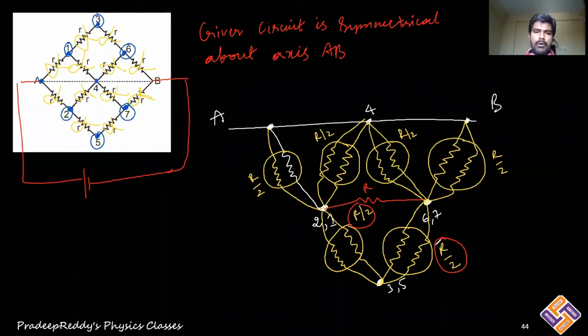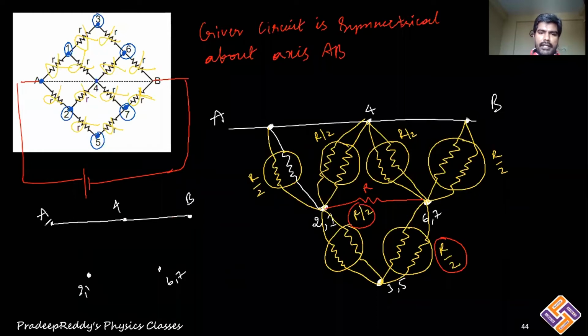Okay. Now you can redraw the circuit like this. This is A, this is 4, and this is B. A, 4, B. Now mark these 2 points. You have only 2 points left over. This is 2, 1 and this is 6, 7. Okay. Now check it.